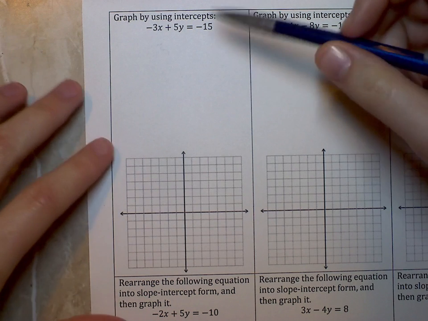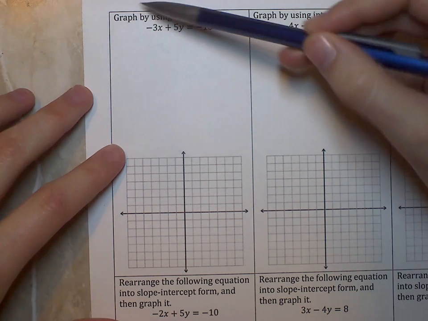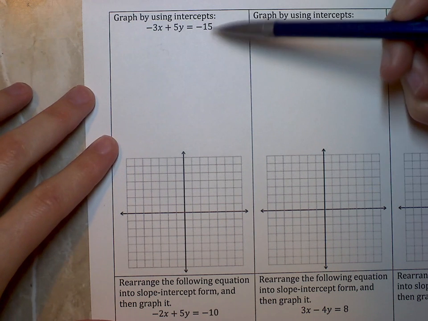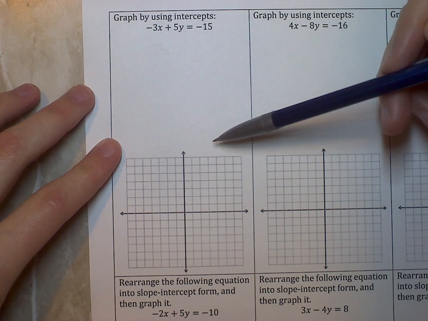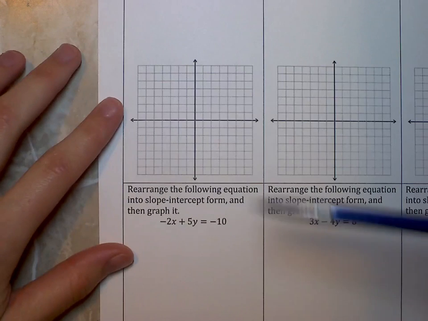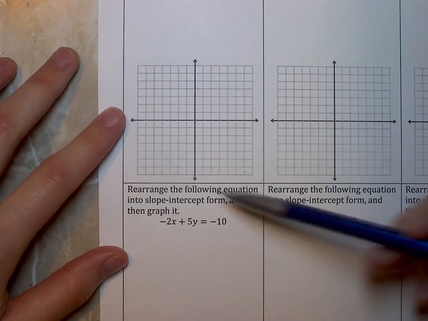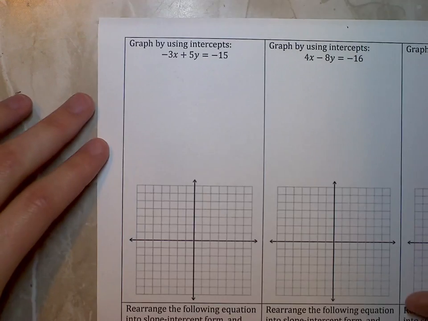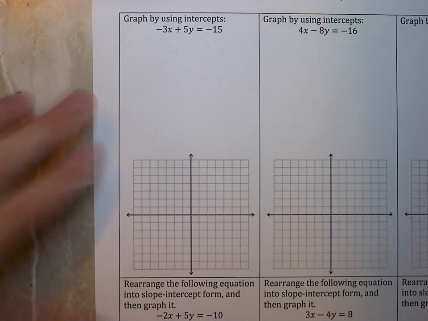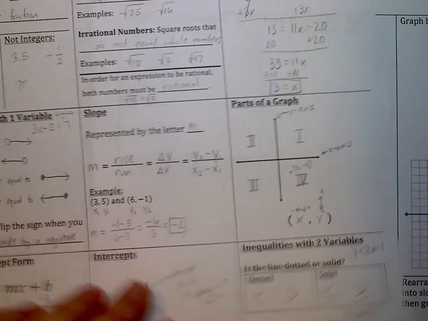There is one question on the open-ended section that says exactly this, graph by using intercepts, and it is only correct if you do it in the correct method. And the other one says rearrange the following equation into slope-intercept form and then graph it, and you need to do that method. So right now, I'm going to show you both. Graph by using intercepts. I'm going to go back to the reference sheet.